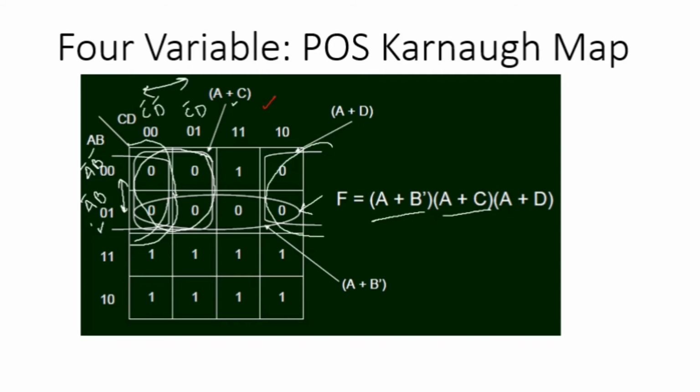And if you check for this octet on the extreme edges, from the first two rows I am having A bar common, and from the first and the last column I am having D bar common, A bar and D bar. But once again I will be reversing them. So A bar and D bar will be translated to A and D. Okay, so these are the three different groups, and all these different group answers are being multiplied, whereas in SOP all these answers were being added and each group was yielding a product. Here each group is yielding a sum.